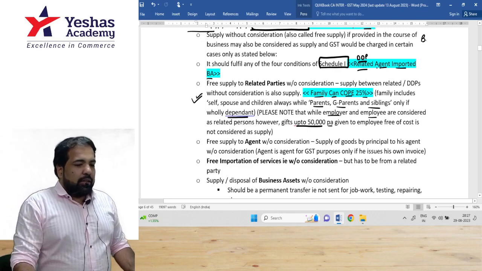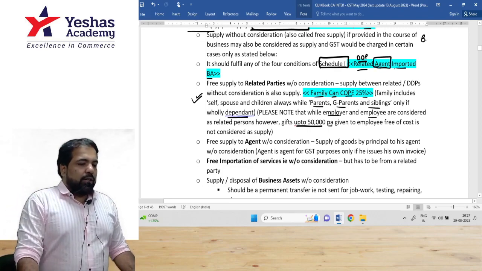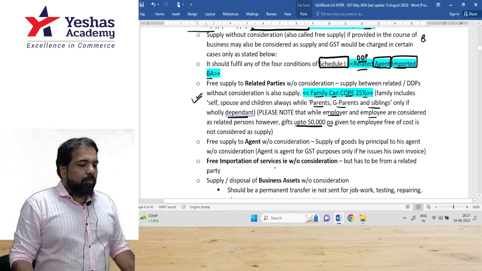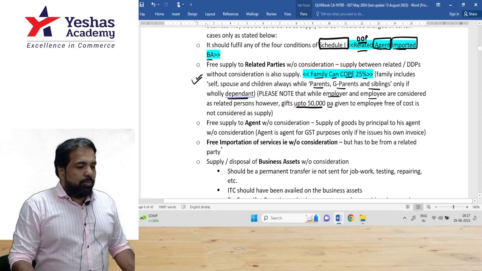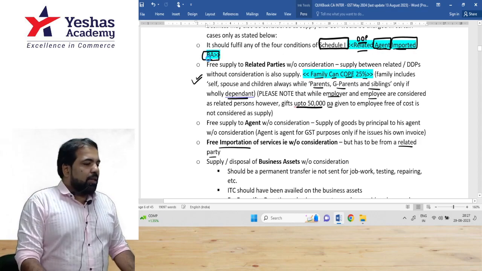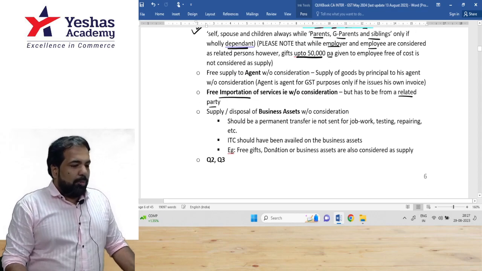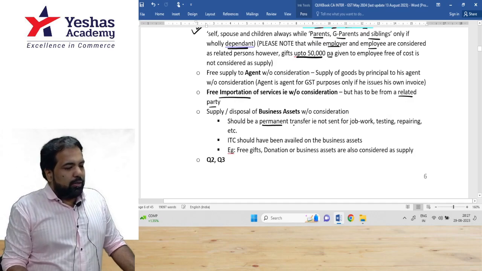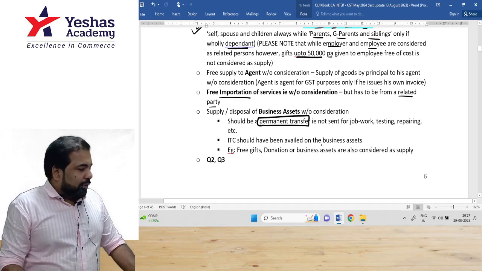Next, importing from whom? This has to be importation from a related party, not in the course of a business, but two conditions. It has to be a permanent disposal, guys, and it must be an asset on which you have taken credit.